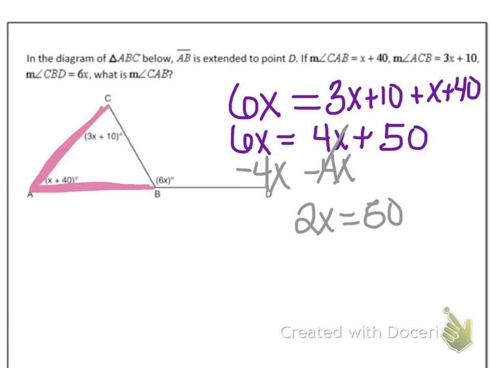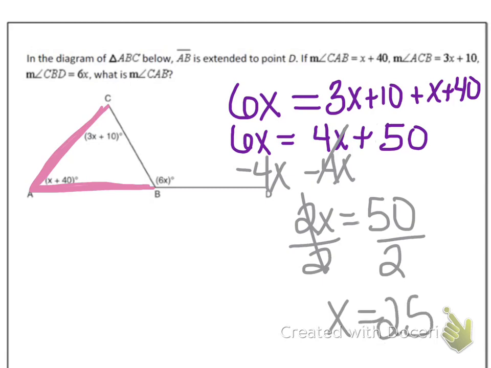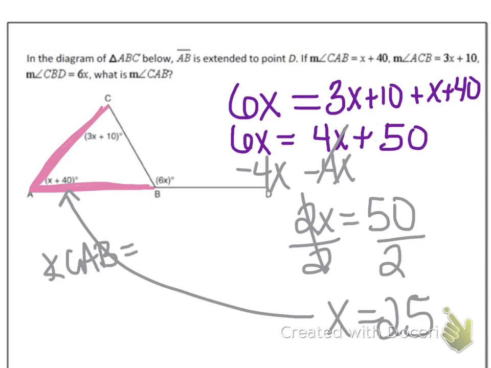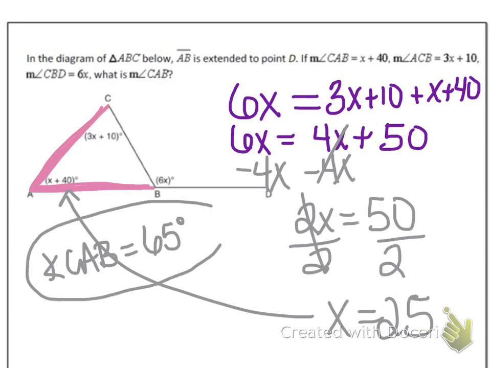Again, make sure that 5 looks like a 5 and not a 6. Divide by 2, and x equals 25. From there, you want to actually go plug x back in. So you'd have 25 plus 40, which makes this angle CAB equal to 65 degrees. And that would be your answer.